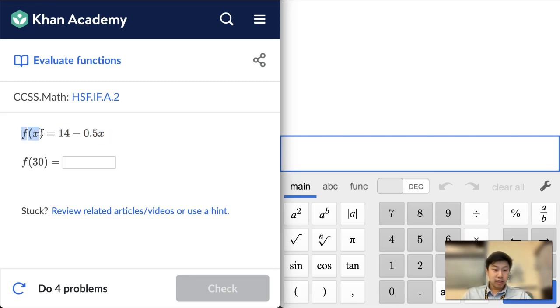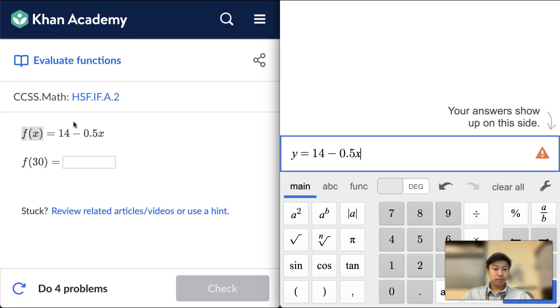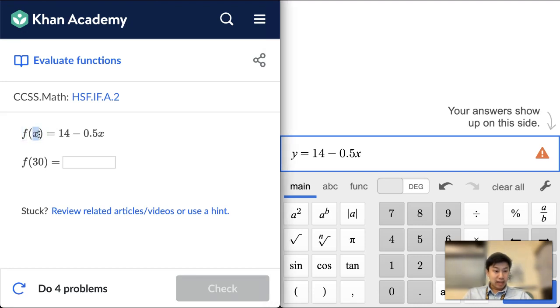Okay, so f of x is also an output value. Everything I've highlighted right here will be your final y value. You could just say y is equal to 14 minus 0.5 times x, if you wanted to. Only the x like that is your input x value, but when I highlight the whole thing, that's your y value. So basically it's asking what's the y value when you have a specific x value.